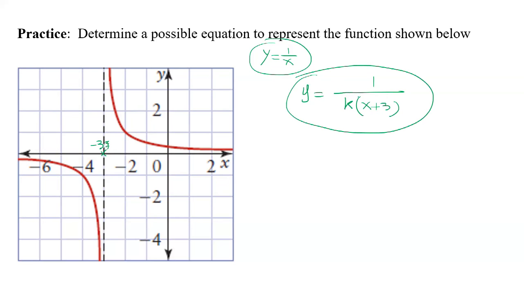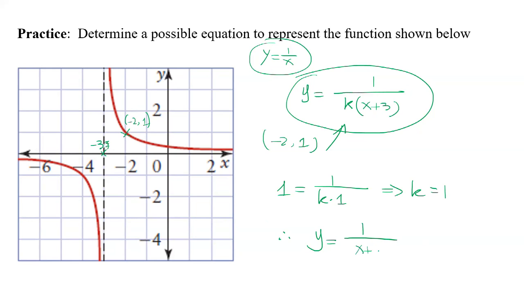In order to find the value of k, we need to find a point on the function. This function passes through this point, which is (-2, 1). So let's put this point in to check the value of k. That means 1 equals 1 over k times 1. So k is apparently 1. So the expression of this function is 1/(x + 3). This is our final solution.